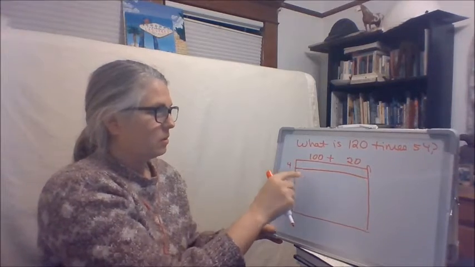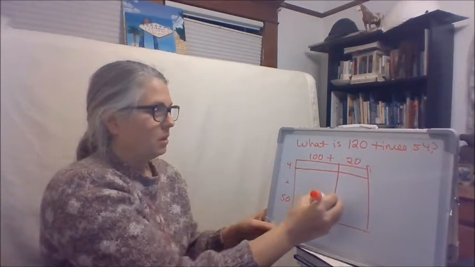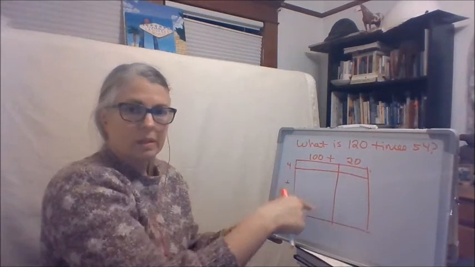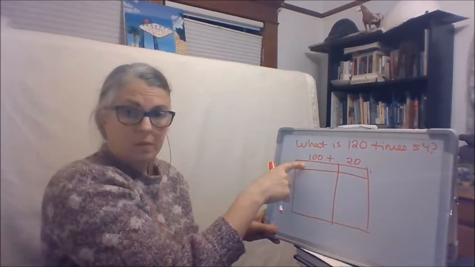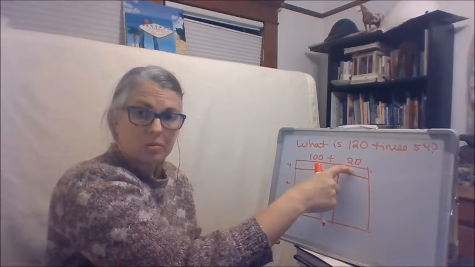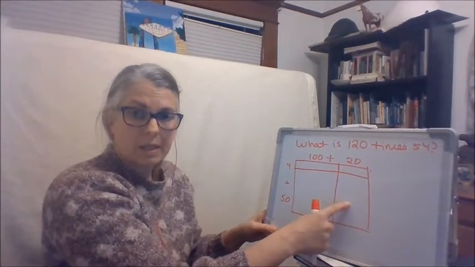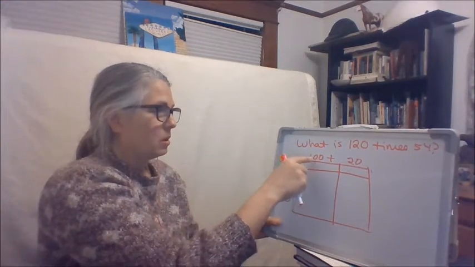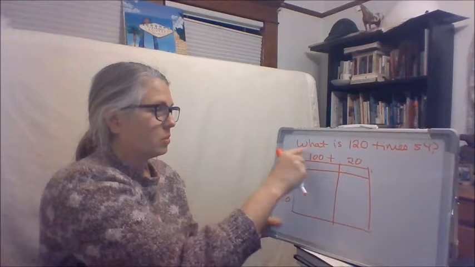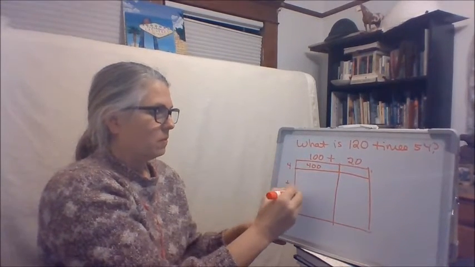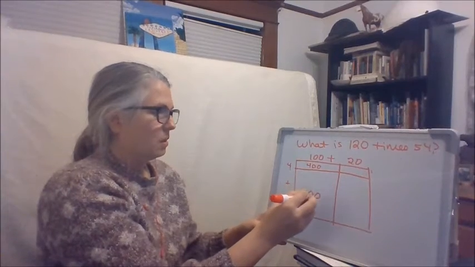Okay. So the area of this whole rectangle is going to be the area of this rectangle plus the area of this rectangle plus the area of this rectangle plus the area of this rectangle, right? And the area of a rectangle is one side times the other. So what's 100? So this is 100. What's 100 times 4 is 400. What's 100 times 50 is 5,000, right? 100 times 50.